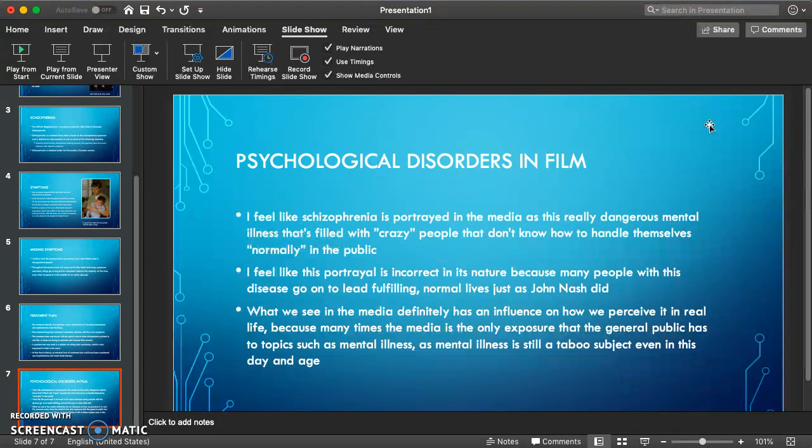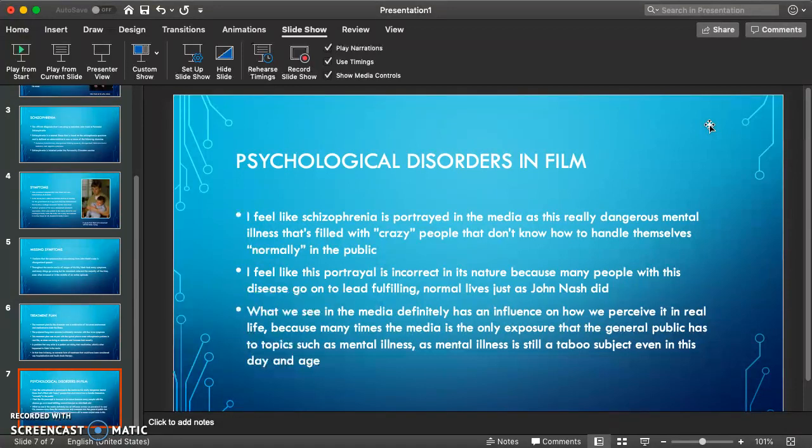I feel like schizophrenia is portrayed in the media as this really dangerous mental illness that's filled with crazy people that don't know how to handle themselves normally in public. I feel like this portrayal is incorrect in its nature because many people with this disease go on to lead fulfilling, normal lives just as John Nash did.